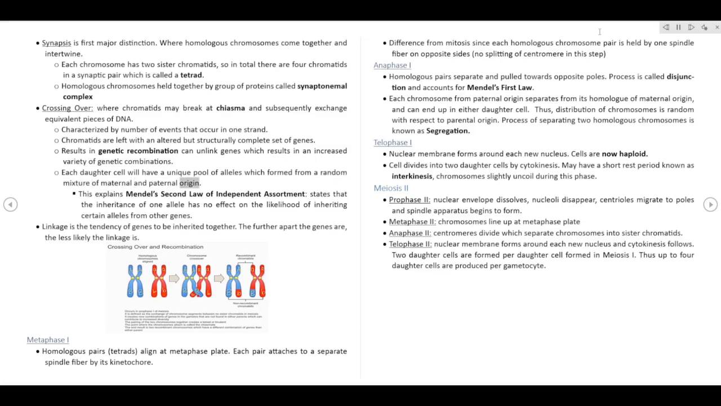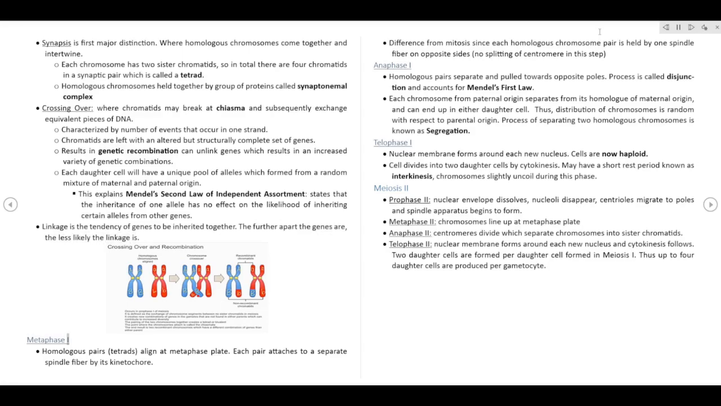origin. This explains Mendel's second law of independent assortment, which states that the inheritance of one allele has no effect on the likelihood of inheriting certain alleles from other genes. Linkage is the tendency of genes to be inherited together. The further apart the genes are, the less likely the linkage is.